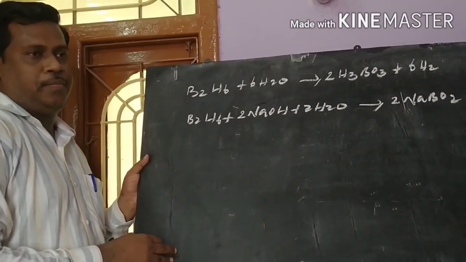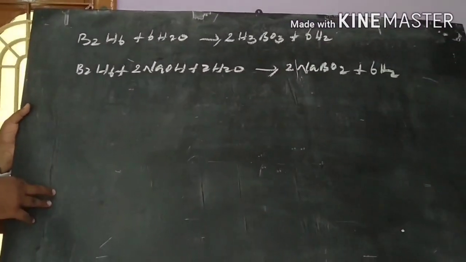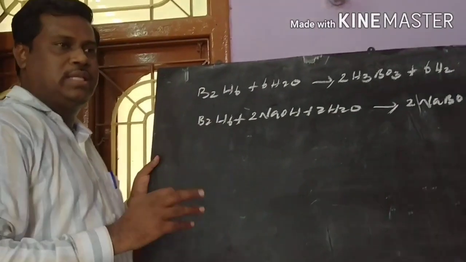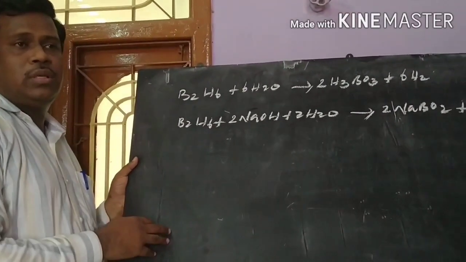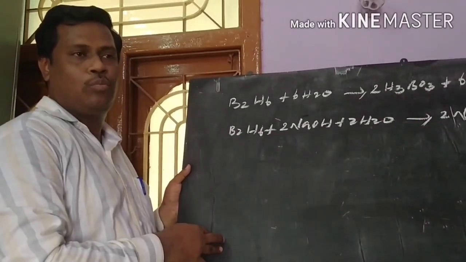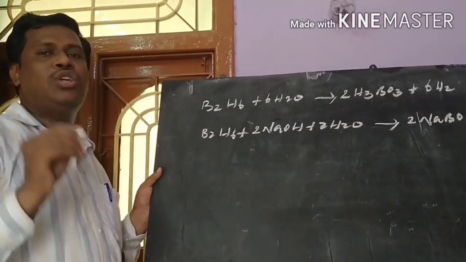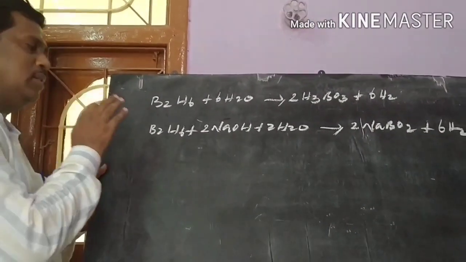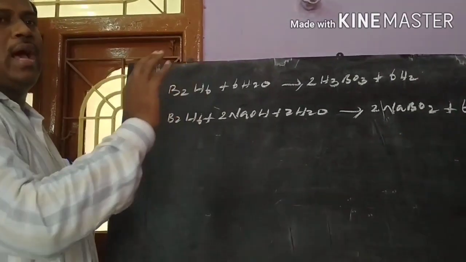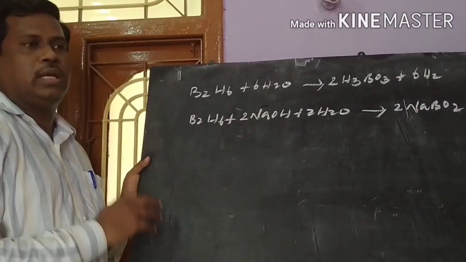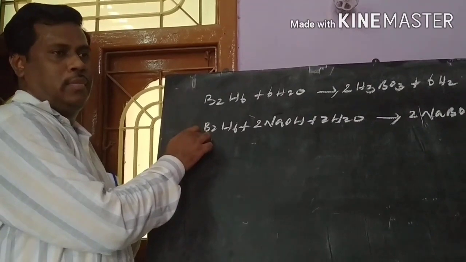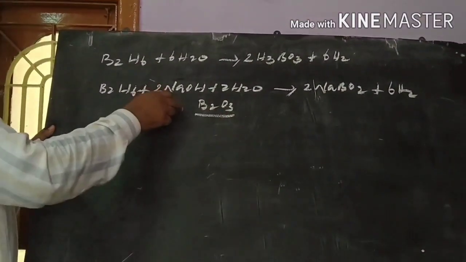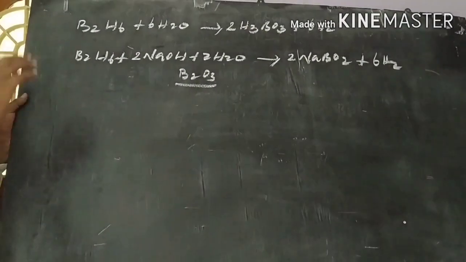Next, action of air. At room temperature, pure diborane does not react with air or oxygen, but in impure form it gives B2O3, boron trioxide, along with a large amount of heat.